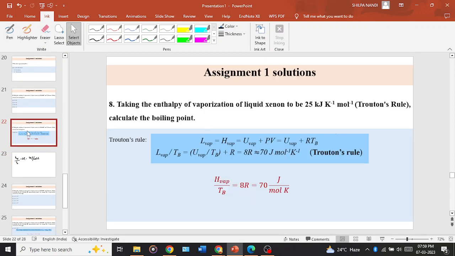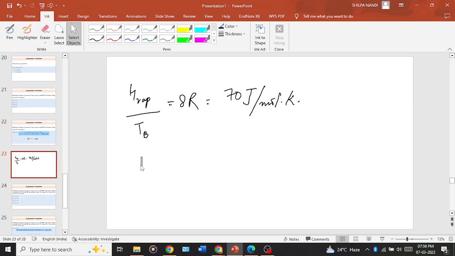So what does the question state? The question already has the value for the enthalpy of vaporization, that is 25 kilojoule per Kelvin per mole. So we have our H of vaporization as 25 kilojoule per Kelvin per mole.